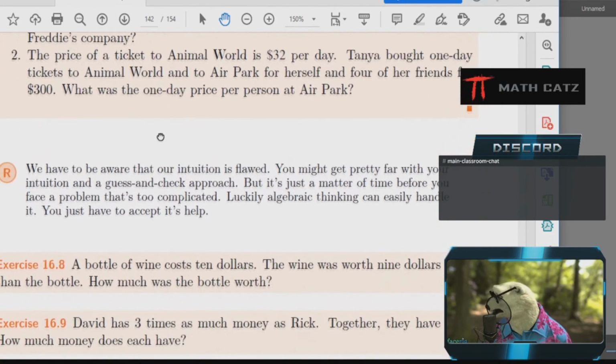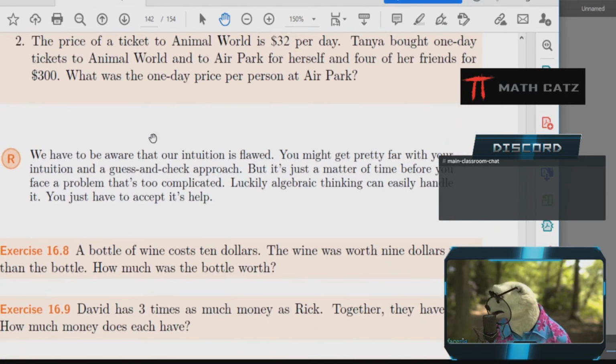Okay. Number 2. I'll hide number 1. Number 1 is over. The price of a ticket to Animal World is $32 per day. Tanya bought one-day tickets to Animal World and to Air Park for herself and 4 of her friends for $300. What was the one-day price per person at Air Park?